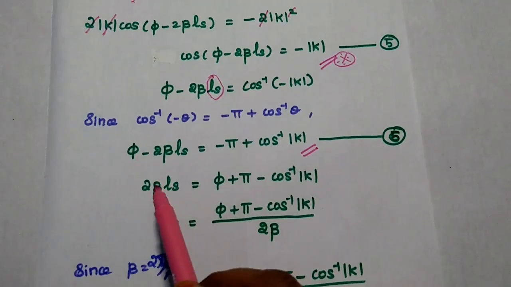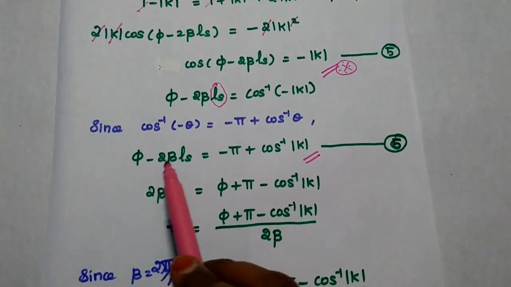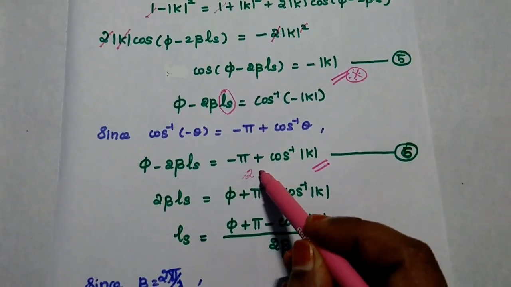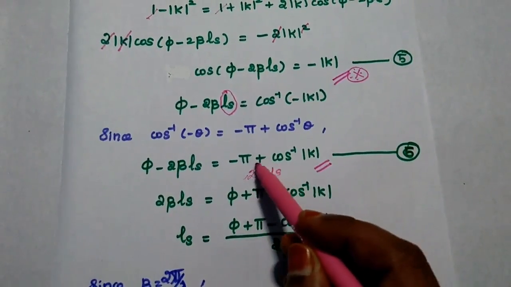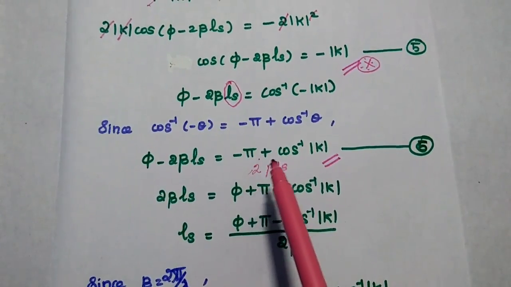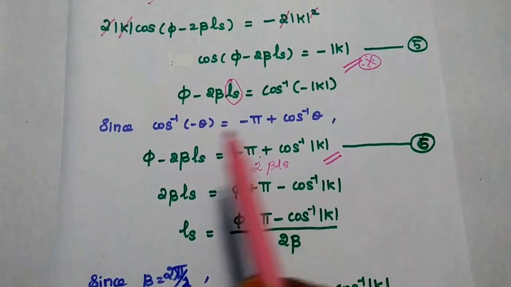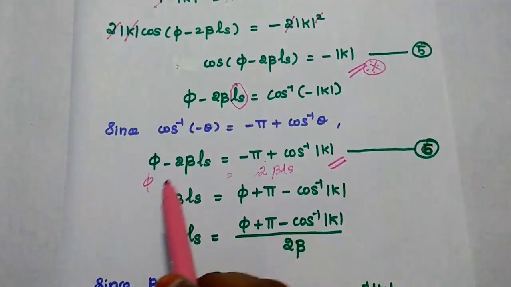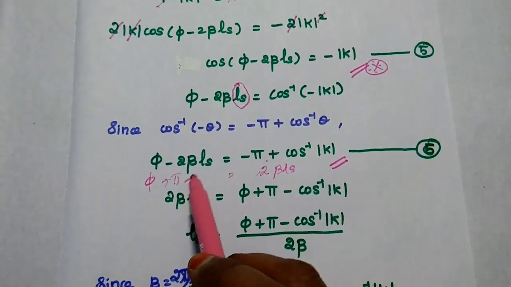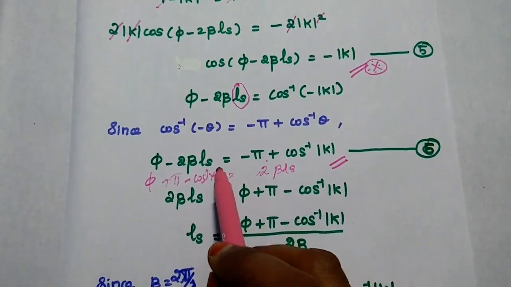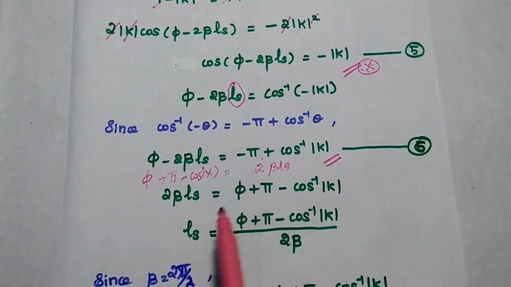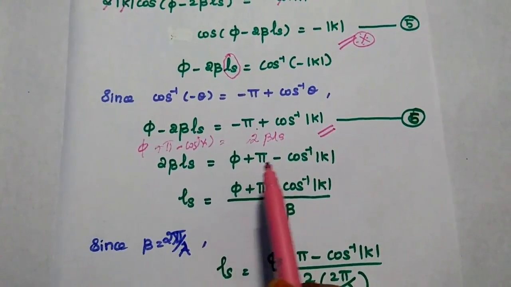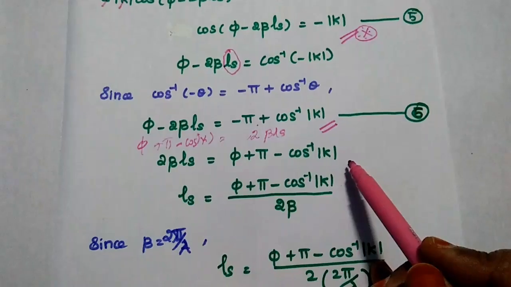Okay. In the next step, we can take this minus 2 beta Ls to this side as plus. So this term becomes what? Plus 2 beta Ls. At the same time, we can move this pi minus cos inverse k to this side. So here it becomes what? phi. This minus becomes plus pi minus cos inverse of k. Okay, we want to find out this Ls. So we can write this term like this. 2 beta Ls is equal to phi plus pi minus cos inverse of k.